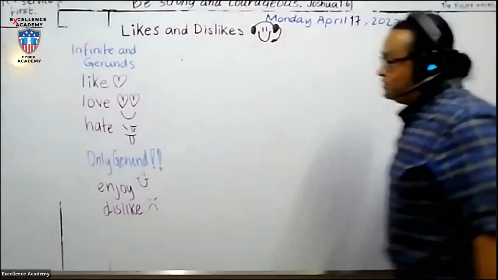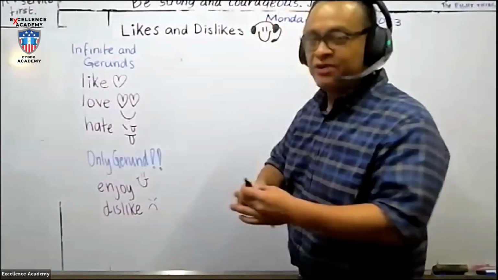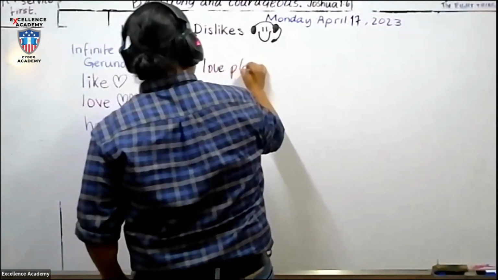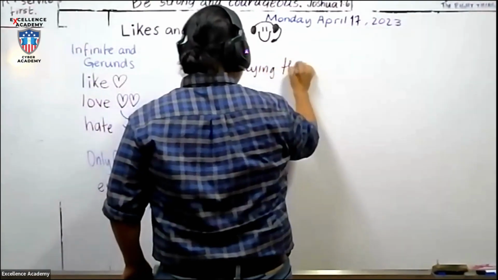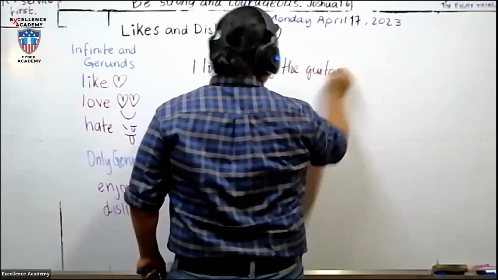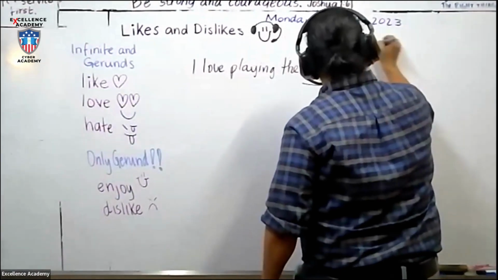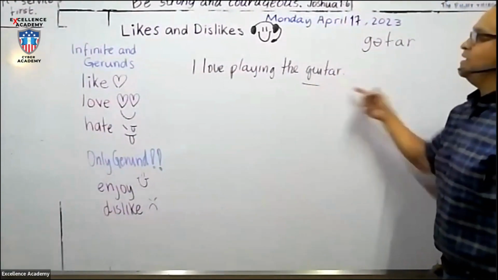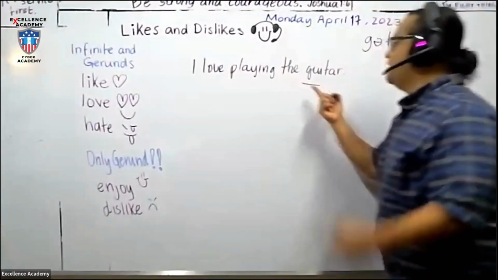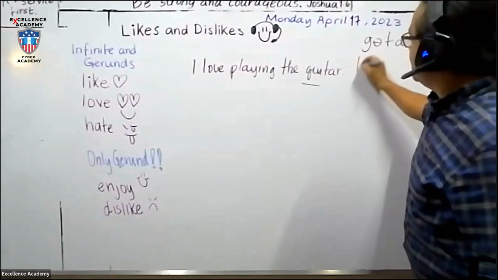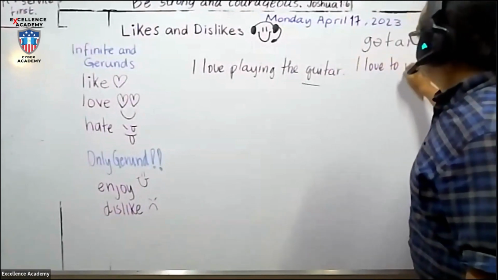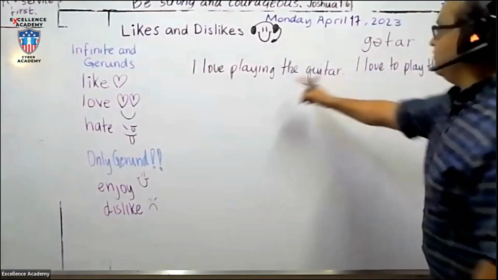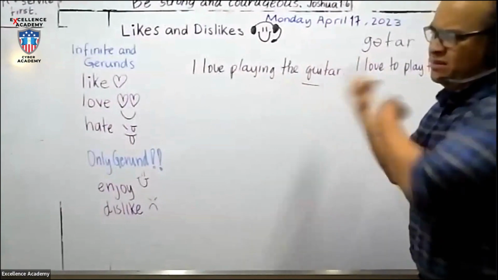So with the verbs love and hate, same thing, gerund or infinitive. So for instance, you could say, I love playing the guitar. And please say guitar, pronounced like this. Okay. I love playing the guitar. Or with infinitive, how do you say that? I love to play the guitar. So gerund or infinitive, whatever.